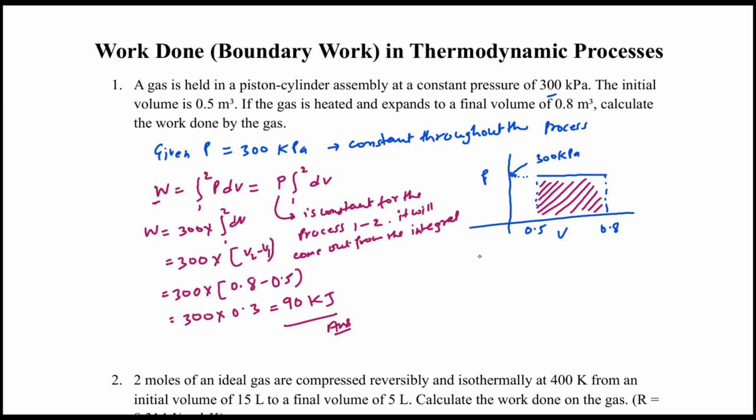So work done. Here, in the PV diagram, this shaded area is the work done by the system. This is the work done W. This complete shaded area is the work done during this process. This area is W, which equals 90 kilojoule.